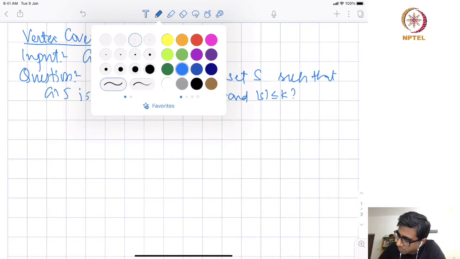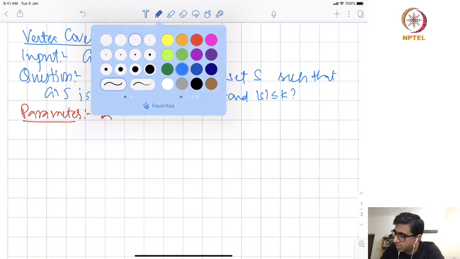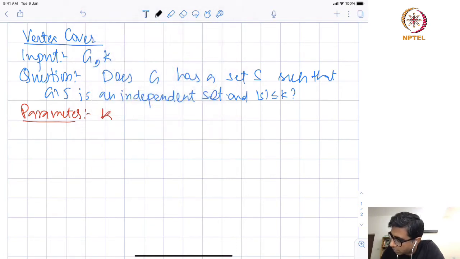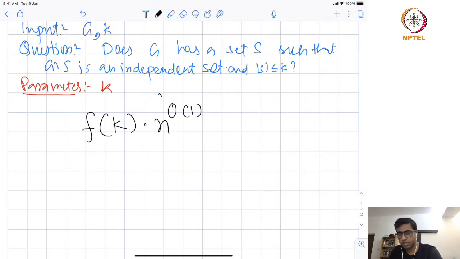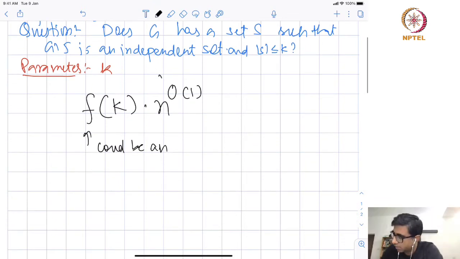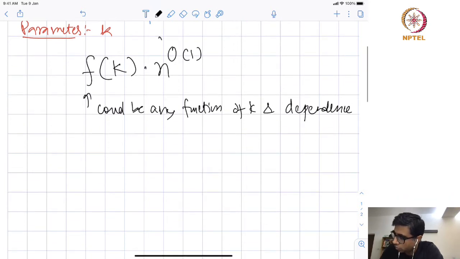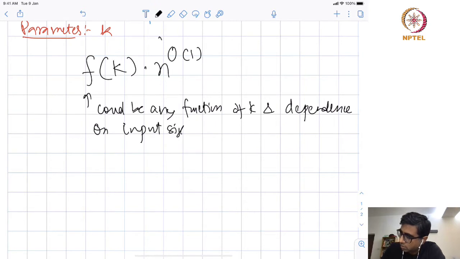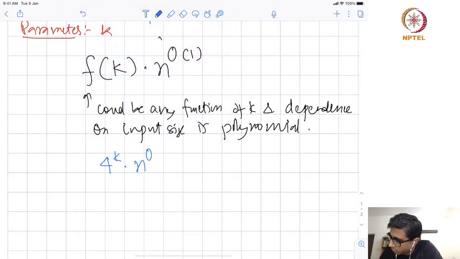And then we introduced this notion of parameter, and parameter was k, and our objective was to design an algorithm with running time f of k times n to the power big O of 1, okay, where f could be any function of k, and the dependence on input size is polynomial. Okay. And for vertex cover, we did make an algorithm with running time 4 power k n to the power big O of 1. Okay.